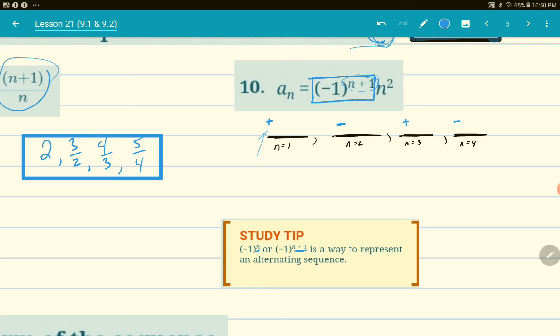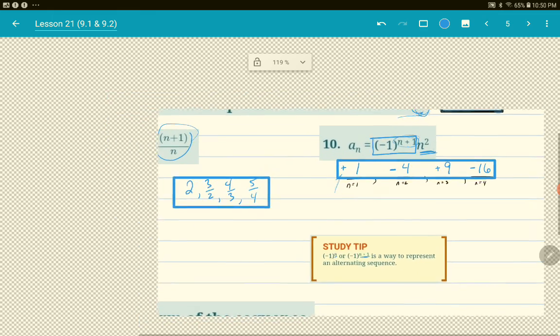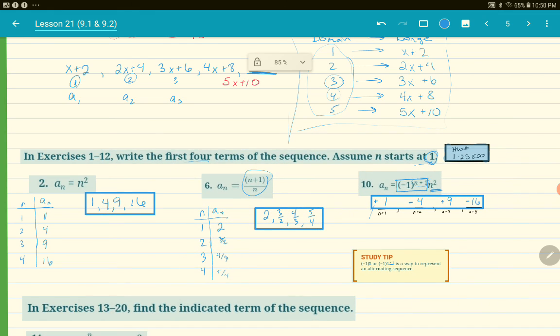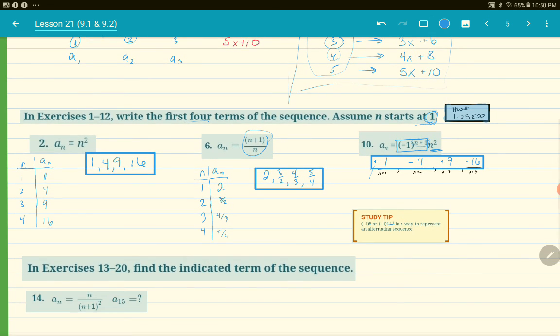Okay, and then what's left after I get the sign is n squared. So 1 squared is 1, 2 squared is 4, 3 squared is 9, and 4 squared is 16. So there's the first four terms of this sequence. Okay, so that's 1 through 12, and you're doing every other odd from that section. So let's go on to the next little section, which is 13 through 20.